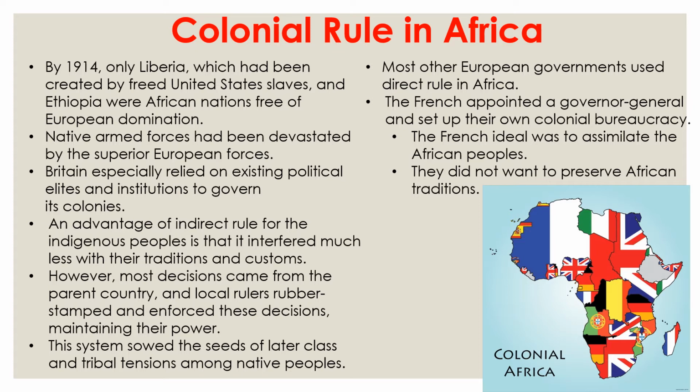The French ideal was to try to assimilate the African peoples into French culture. They did not want to preserve the African traditions. In fact, they insisted that all of their colonies adopt speaking the language of French, adopt Roman Catholicism, and abandon their own traditional customs. This will not go over well with some people, but this explains a lot as to why some of those areas in Northern Africa in particular still speak French today.